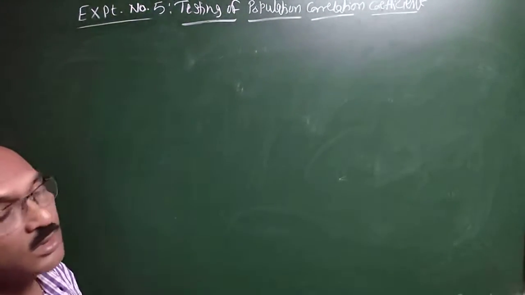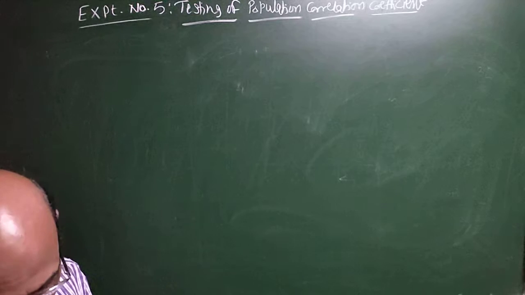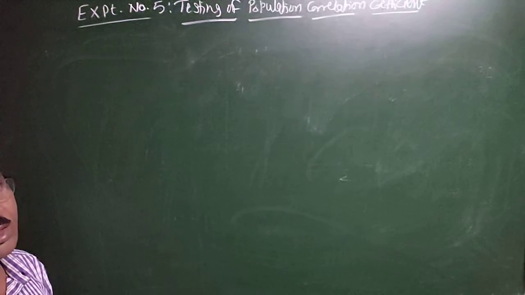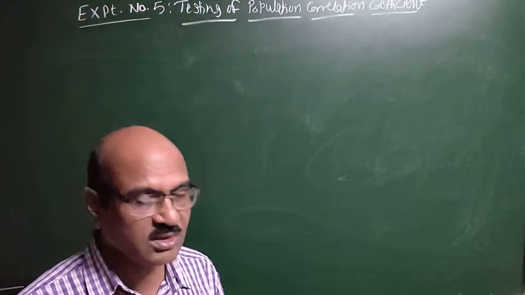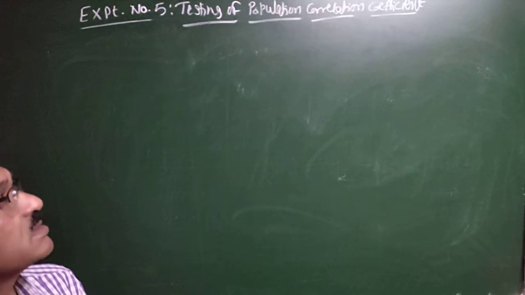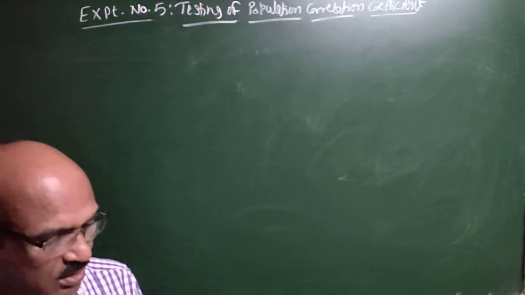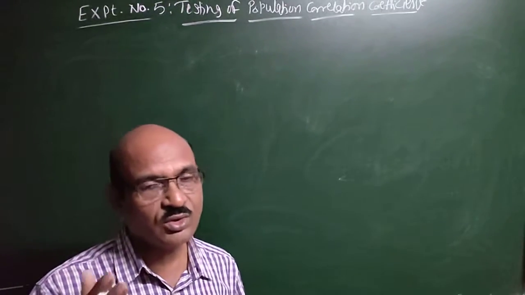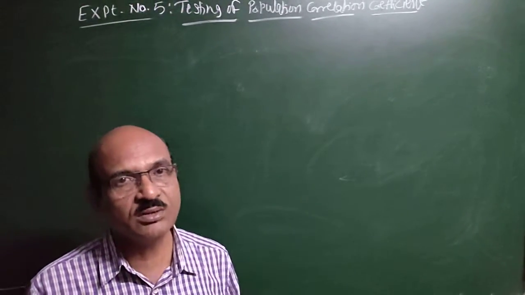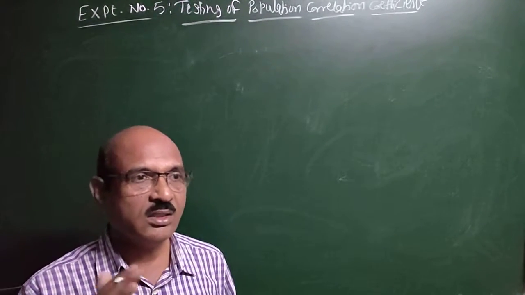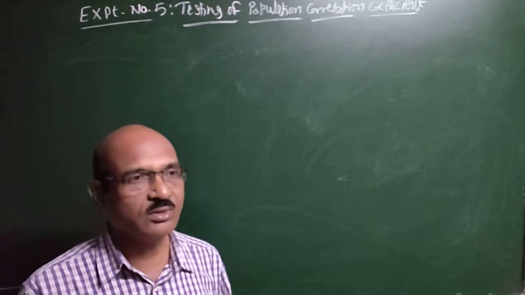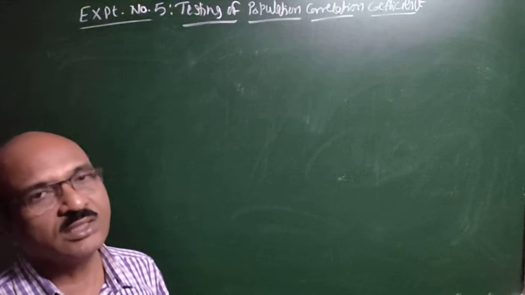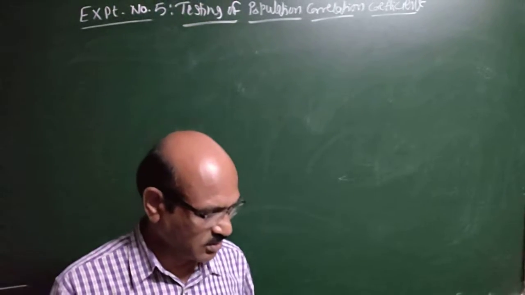Good morning. Today we are going to deal with practical number 5, and that is testing of the population correlation coefficient. Using the Z transformation, we can test the population correlation coefficient. Here again, for a single population, H0 is rho equal to rho naught. Rho is the population correlation, and we have to test whether it is equal to rho naught or not. We also have to test the equality of two population correlations, that is, rho 1 equal to rho 2 or not.